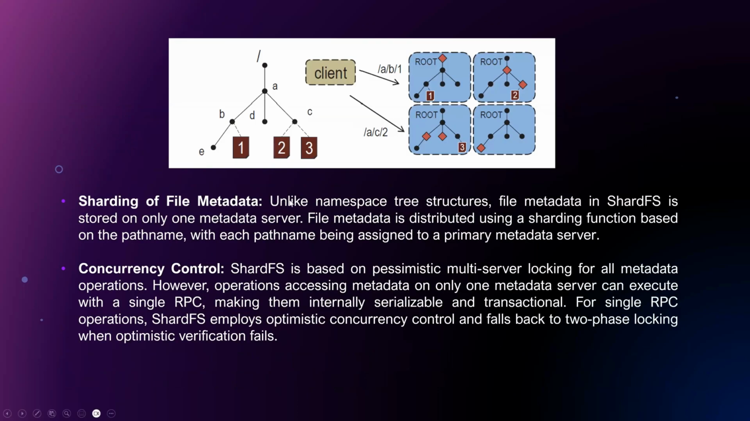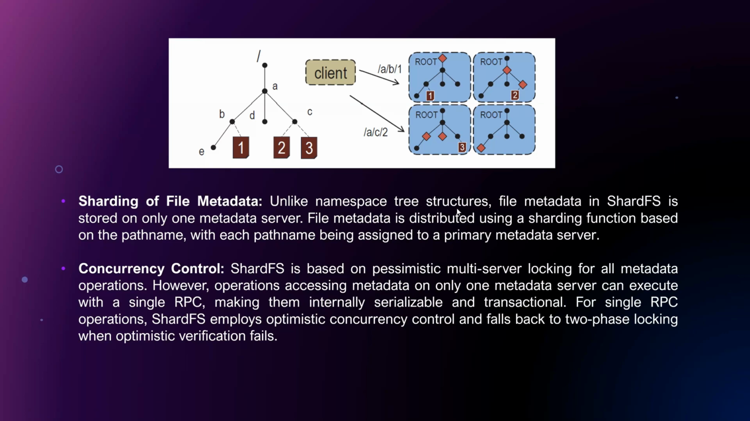Sharding of file metadata. Unlike namespace tree structures, file metadata in ShardFS is stored on only one metadata server. File metadata is distributed using a sharding function based on the path name, with each path name assigned to a primary metadata server. Concurrency control. ShardFS is based on pessimistic multi-server locking for all metadata operations. However, operations accessing metadata on only one metadata server can execute with a single RPC, making them internally serializable and transactional. For single-RPC operations, ShardFS employs optimistic concurrency control and falls back to two-phase locking when optimistic verification fails.